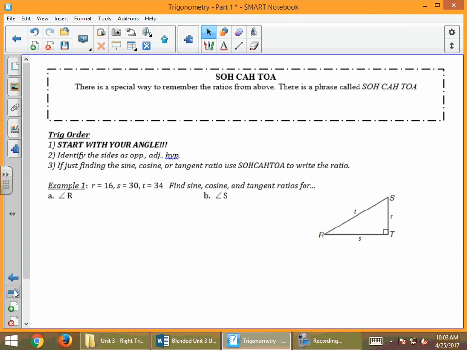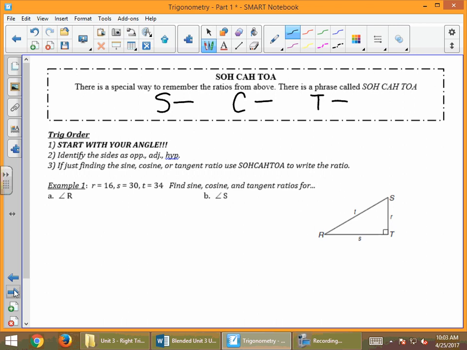How I like to write it, to be even more helpful for you to remember, is to do a big S and then a fraction, a C and then a fraction bar, a T and then a fraction bar, because the S stands for sine. And we said the sine was the opposite side over the hypotenuse side.